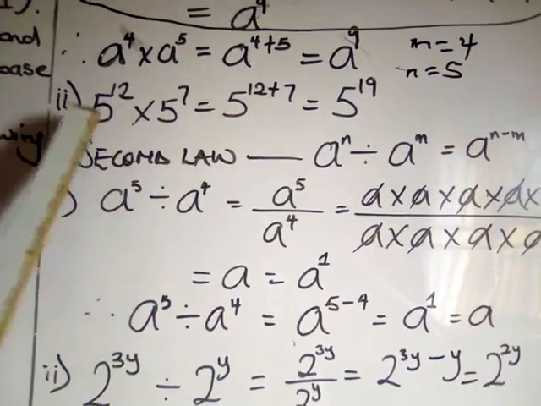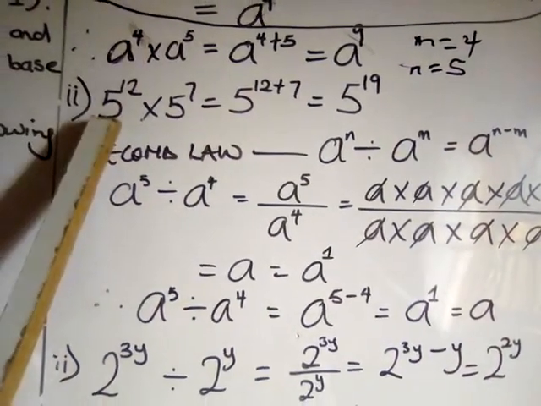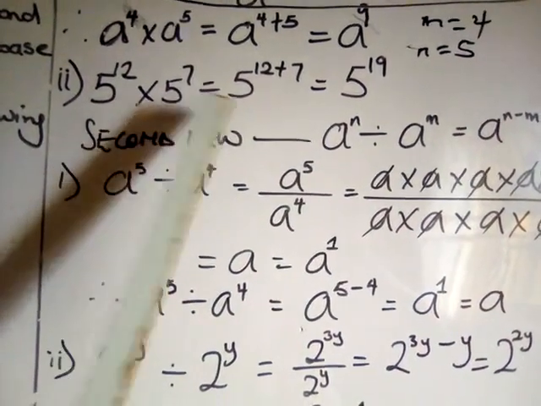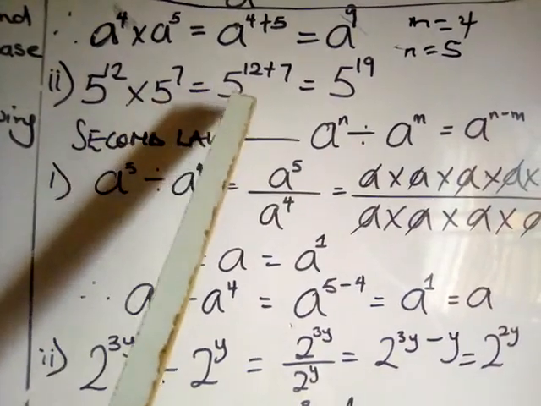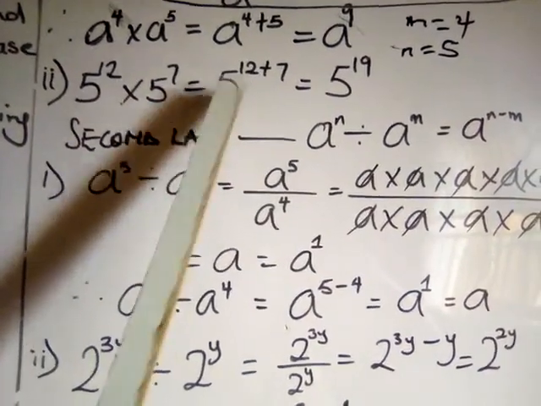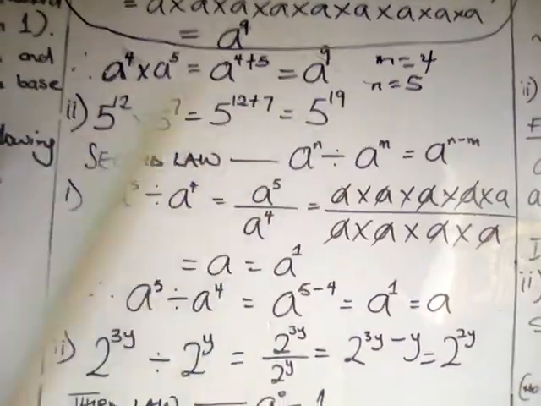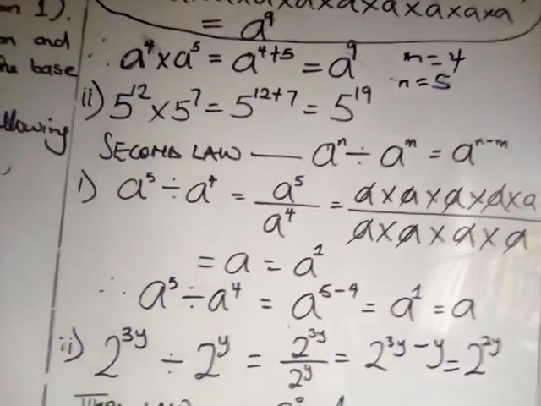Wàá wo méjèèjì. 5 is power 12. Ó mean pé 5 lọ́nà méjìlá. 5 is power 7. Ó mean pé 5 lọ́nà méje. Now that means, and the base, you take one of the base, then 12 plus 7, you have 5 raised to power 19. Do you get that now?